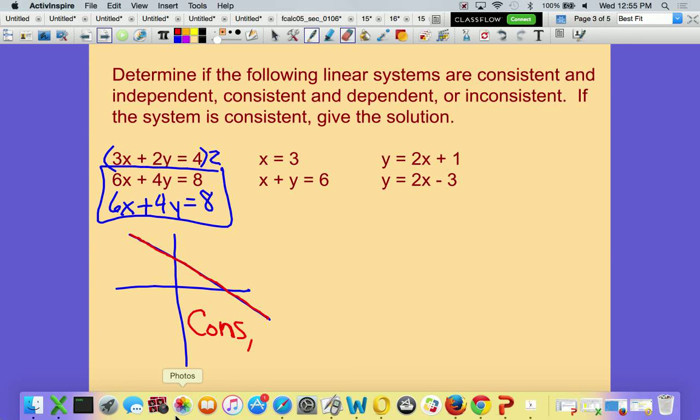Because it is consistent, it can also either be dependent or independent. One line depends on the other for all of its answers.